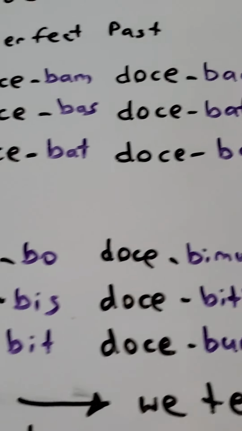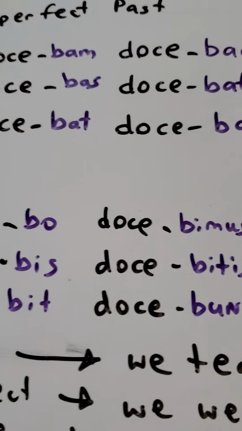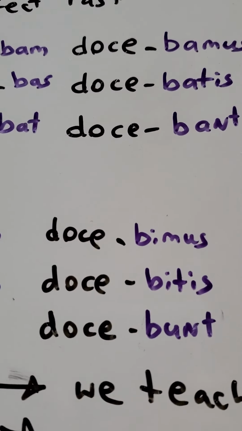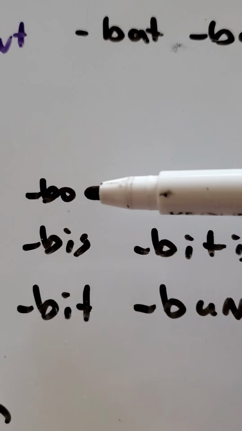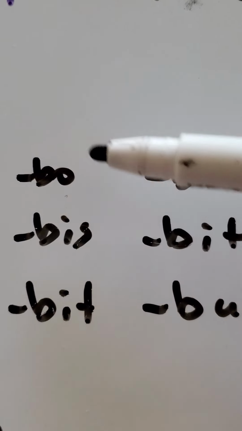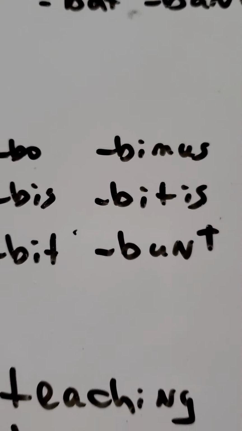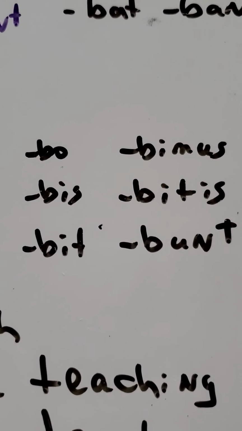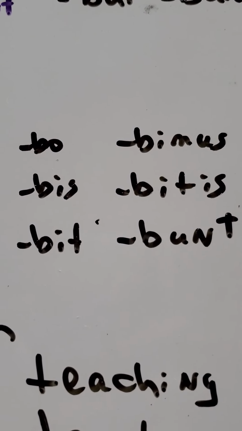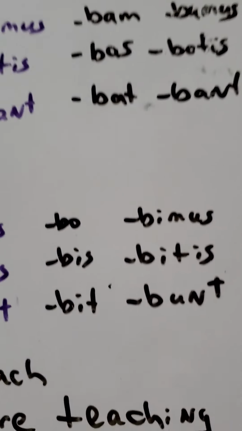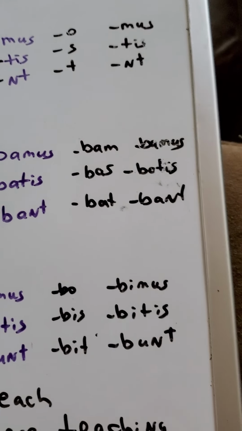So future tense, you guessed it. We are going to do the same thing. Write down doce, the stem, 6 times. And our new endings for future tense: bo, bis, bit, bimus, bitis, bunt. Those are fun. And so we have our 3 sets of endings.